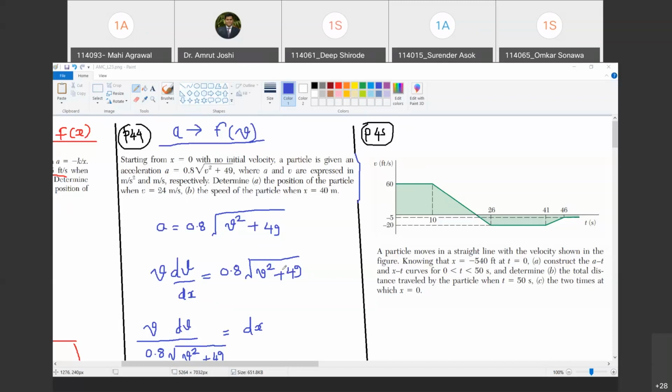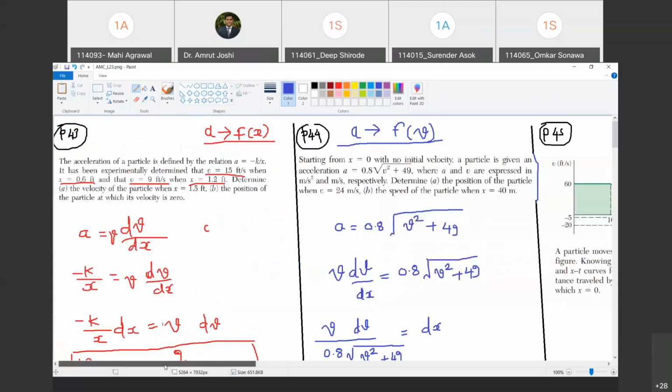Okay, so this is now the third class of problem that we are solving in rectilinear motion. The first class was where a was given as a function of time. Do you remember that? Then the second question, problem number 43, is where a is given as a function of position. And now we have the third problem, where a is given as a function of velocity. Are you with me? Yes, sir.